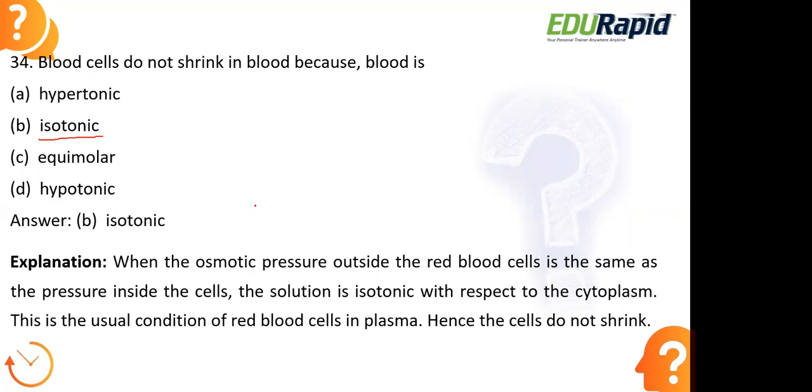So what is the meaning of isotonic? Osmotic pressure relates to the movement of water, right? In the osmosis process, water molecules generally move from higher concentration to lower concentration. But when we consider blood, it is isotonic in nature, and due to this, blood cells will not usually shrink. The pressure outside as well as inside the blood cells remains the same.